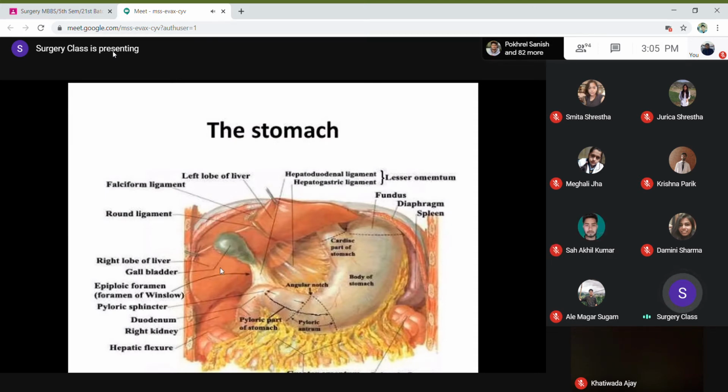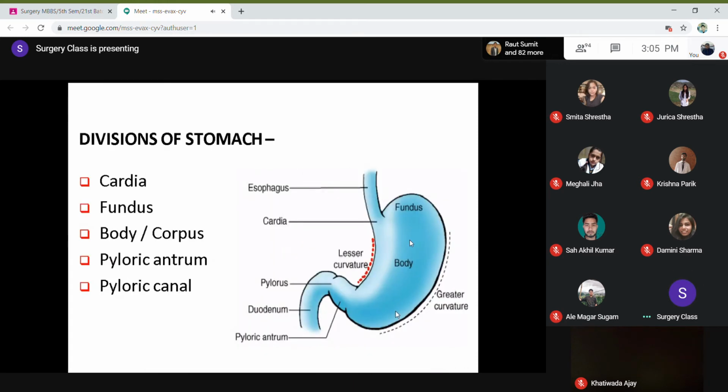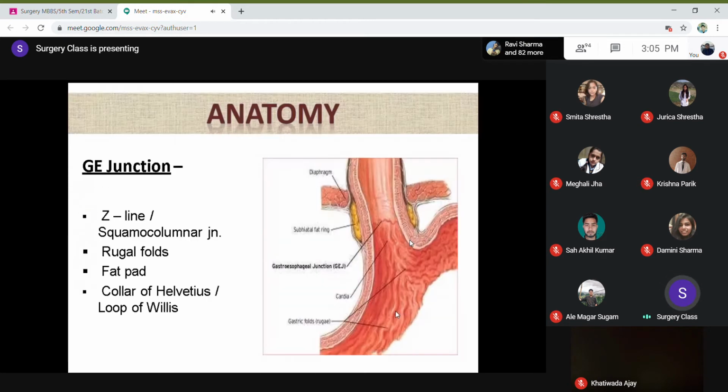The lesser sac is connected to the greater sac, that is the abdominal cavity, through this foramen, and you can see the gallbladder and the liver. Then you can see the spleen here and the splenic flexure, and the hepatic flexure of the colon, and the duodenum here. Whenever you are operating on the stomach, you should know all these structures. Now you see the division of the stomach, which you have already known about, so we'll not go into that.